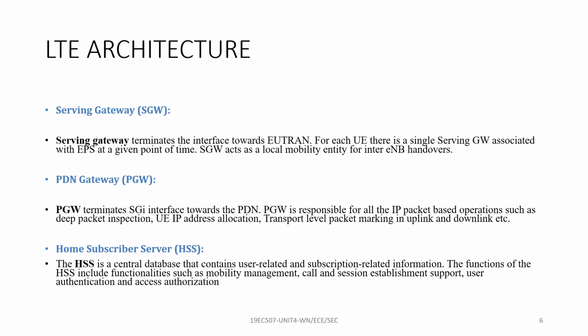And then you have the serving gateway, this SGW, which, as I said earlier, is acting as a router between the base station and the PDN. And there is a component called PDN gateway, which helps us to terminate the SGI interface towards the PDN. This is in fact responsible for all the IP packet based operations like deep packet inspection, UE IP address allocation, as well as the transport level packet marking. Then we have our HSS component. As I said, this is acting as a central database containing user related and subscription related information.